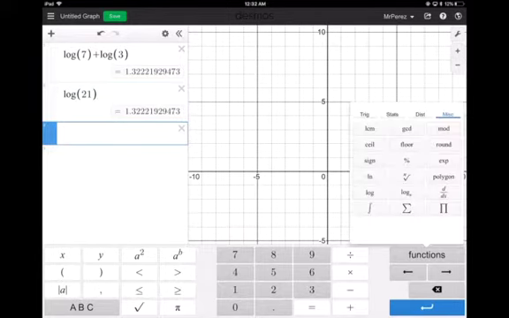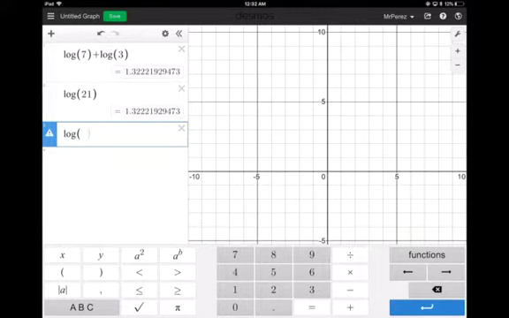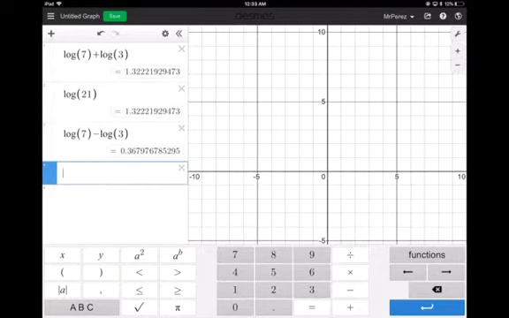Now let me write this one. Again, log base 10 of 7, this time minus the log base 10 of 3. Notice that I get 0.3736 7976, and so on. So notice what happens when I do the log of 7 divided by 3. Notice I get the same exact value again.